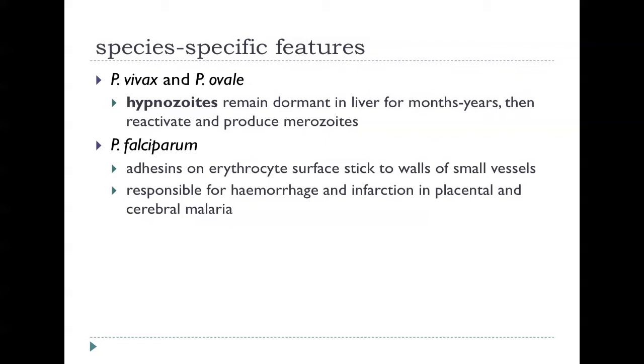Falciparum actually has these adhesins that it produces that get stuck onto the surface of the erythrocyte, and it makes the erythrocytes very sticky, and they will then stick to the walls of small vessels, capillaries, and this causes rupture of the capillaries, hemorrhage, it causes infarction, particularly in two sites, in the placenta and in the brain. And so we see placental and cerebral malaria as complications of falciparum malaria, which we don't tend to see in the others.